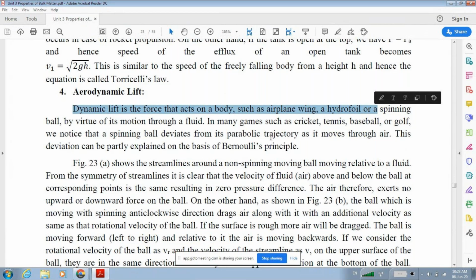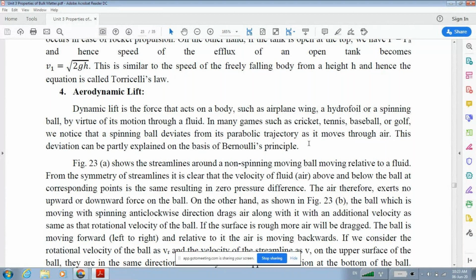Here the fluid may be a liquid or a gas, whatever it may be. So dynamic lift is a force that acts on a body such as an aeroplane wing or hydrofoil. Hydrofoil and aeroplane wing are both similar to one another, or a spinning ball by virtue of its motion through a fluid. So in games such as cricket, tennis or golf, we notice that the spinning ball deviates from its parabolic trajectory.